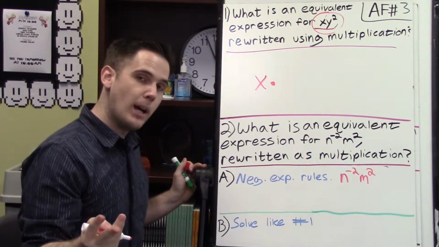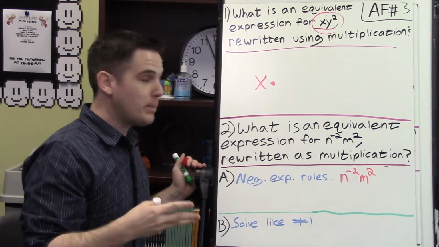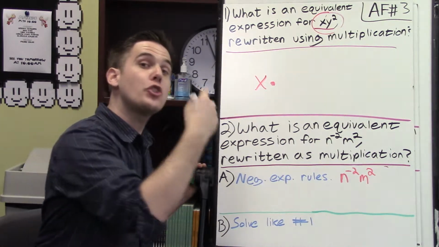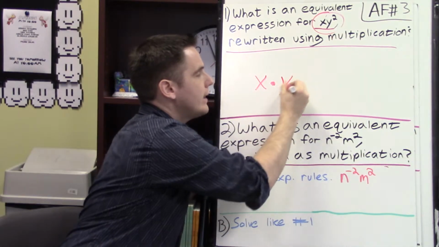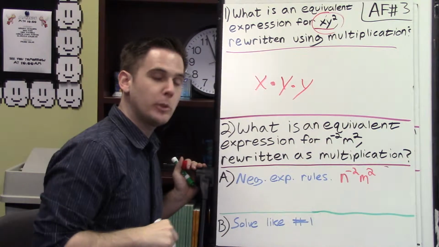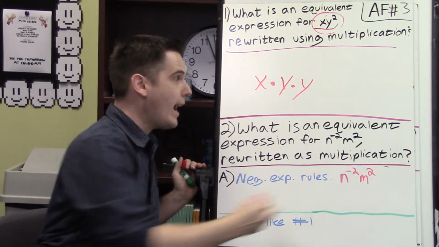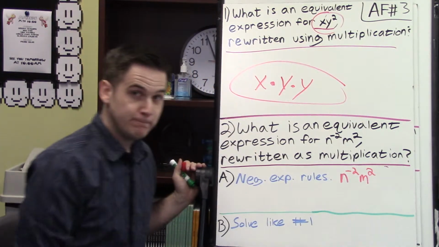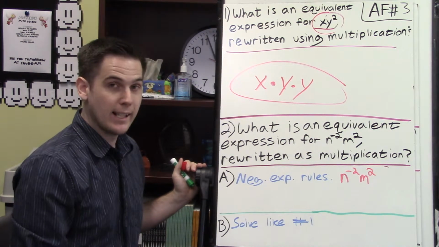Remember, y to the second power, or any power, exponents mean multiplication, so show it. Y times y. Write out every single piece of multiplication that's going on and bubble in your answer. X times y. That's it.